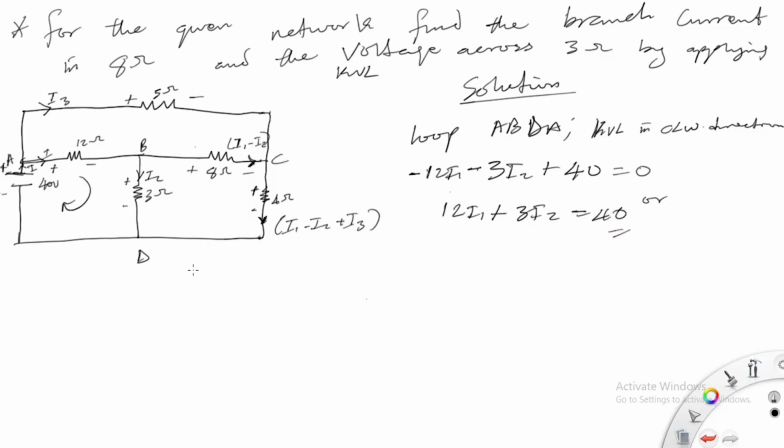It's correct. So this is the first loop. Let's now consider the second loop, B, C, D, and B. This should be our second loop. Let's call it B, C, D, B, and apply KVL in a clockwise direction.